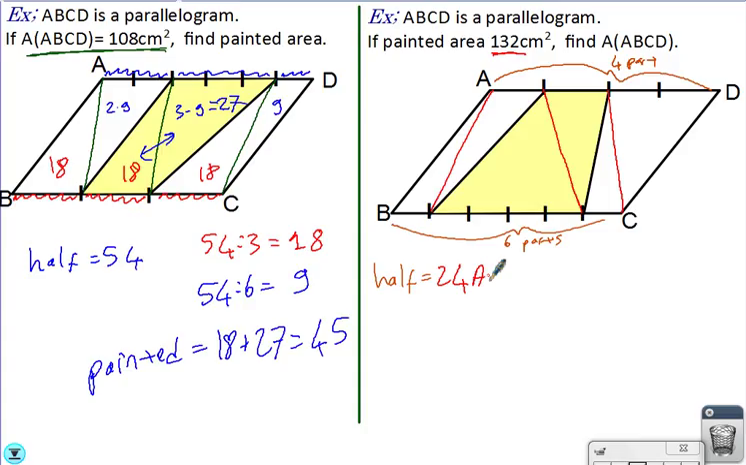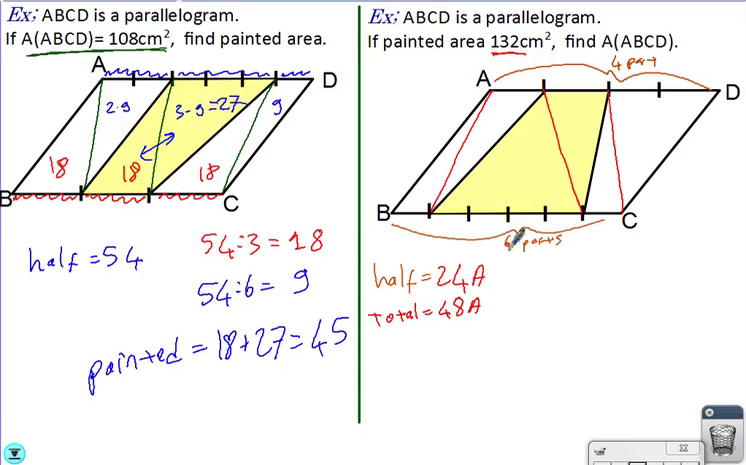Doesn't matter. Let's check that. If the half area is 24a, how much is the total area, the complete area? Double of 24, 48a is the area of ABCD, the whole area. Am I right? Understand? So I mentioned that the half area is 24a. Now I am going to divide 24a into 6 parts.